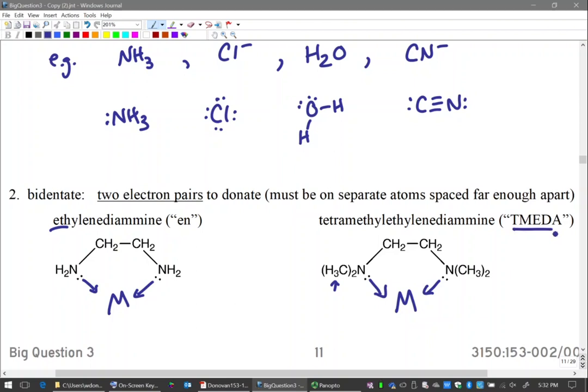And tomato is simply the abbreviation for tetramethyl ethylene diamine. And it's a cutesy thing to talk about making your compound with tomato. I don't like tomato on my sandwiches, but tomato in my coordination compounds is okay.